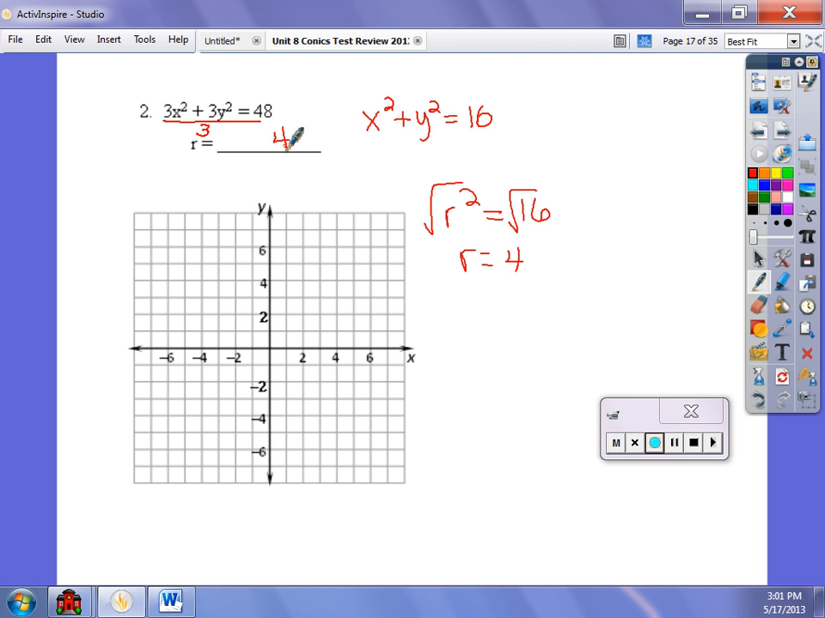Just like the last question, we're going to go 4 to the right, label it, 4 up, label it, 4 to the left, label it, and 4 down, label it. Make sure that you have a center, and then make your circle. Then you just pick a point anywhere on the circle and label that as your radius. And that concludes drawing circles.